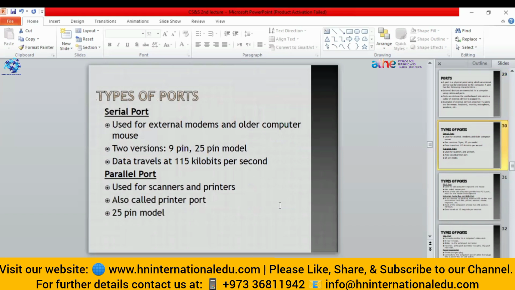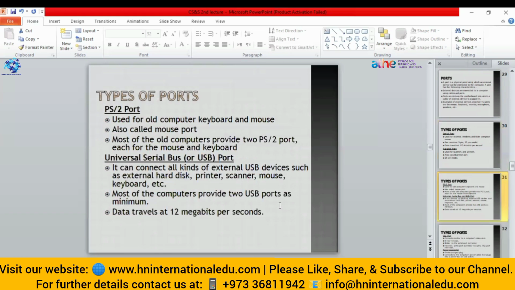Now, there are different types of ports available. Serial ports are used for external modems and older computer mice. Two versions are available, 9 pins and 25 pins. The data transfer rate was slow, that is 115 kilobytes per second. But nowadays we are using the USB port for most of the devices. Parallel ports are used for scanners and printers, as these are faster ports compared to the serial ports. It has 25 pins, so all the devices that need fast transmission, like monitor, printer, and scanner, we have to use the parallel ports for these devices.